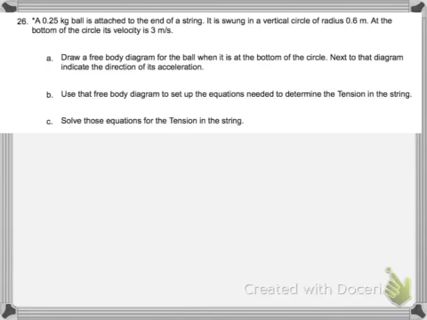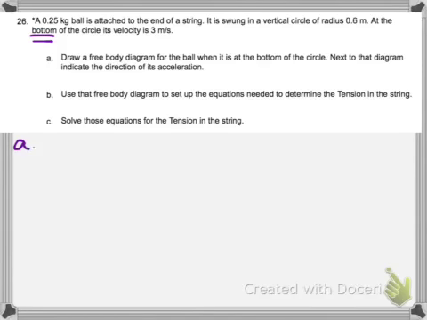Moving on to number 26. Again, a 0.25 kilogram ball is attached to the end of a string. It is swung in a vertical circle of radius 0.6 meters, and at the bottom of the circle its velocity is 3 meters per second. So we have a very similar problem to number 25. However, instead of being at the top of the circle, it is now at the bottom of the circle.